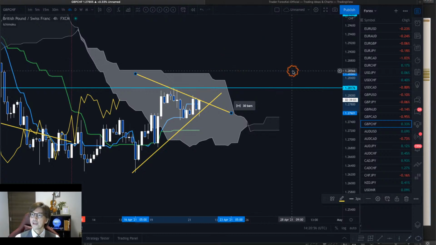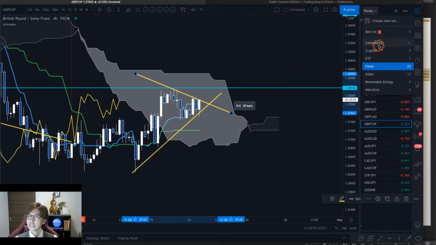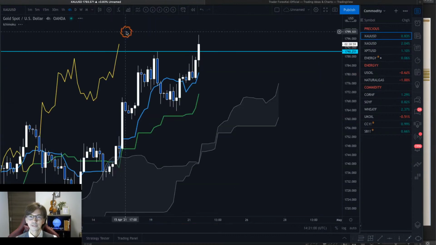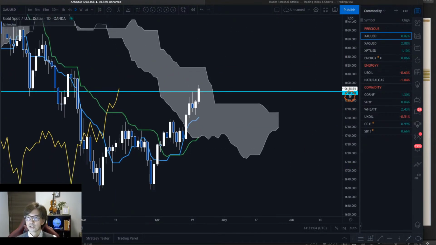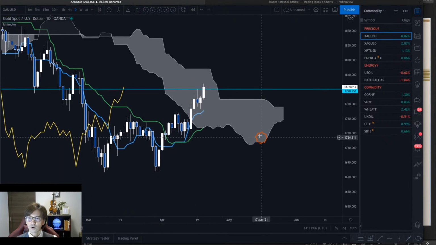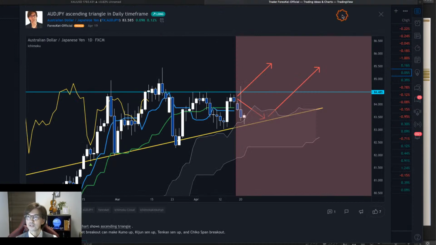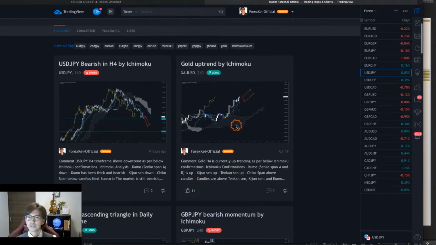So let's check the gold and see what's happening now. Gold in the daily chart, okay, looks like the market is heading towards the Senkou Span B level. So I also put my analysis on gold.